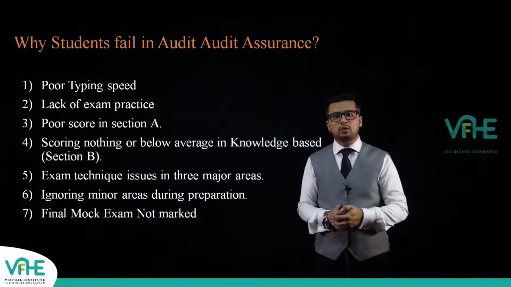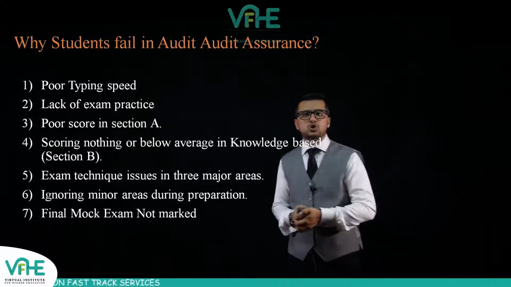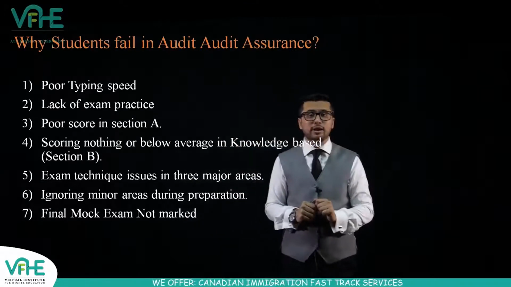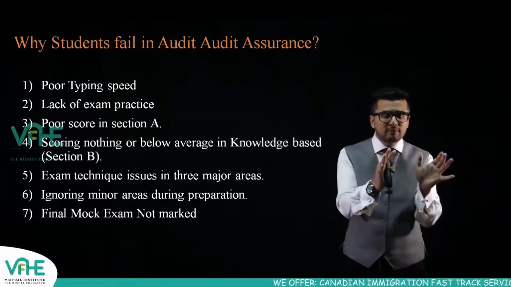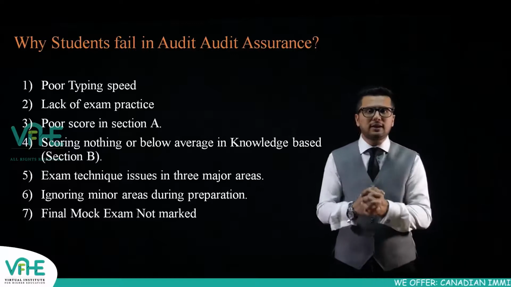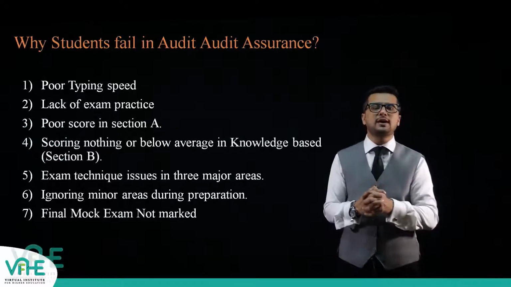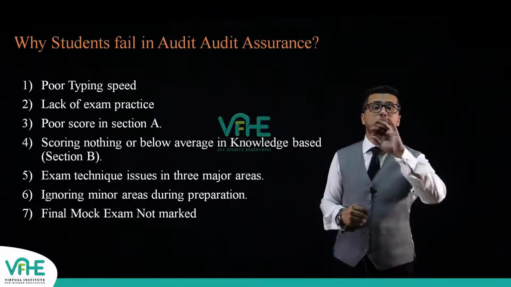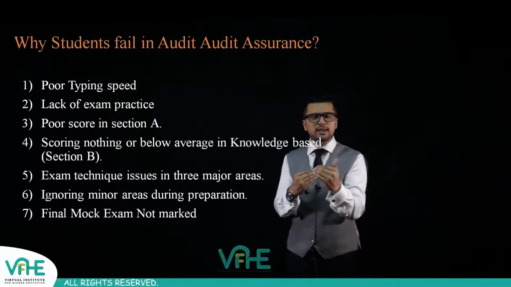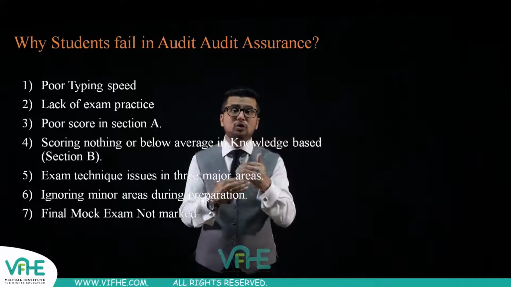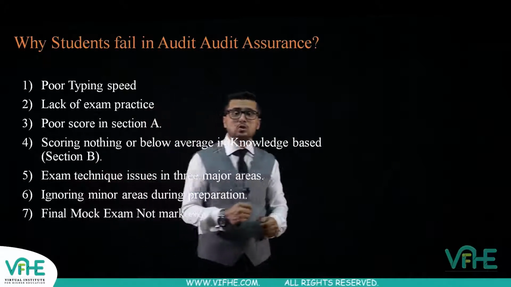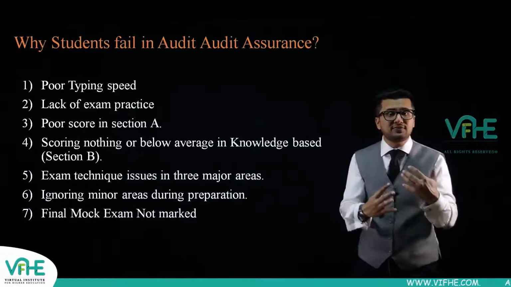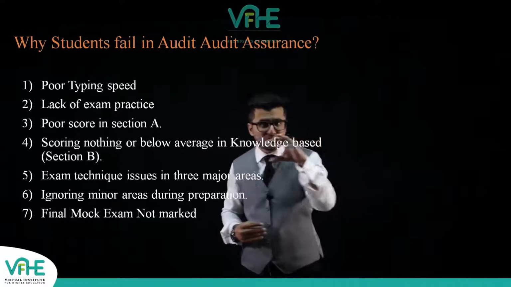What about the fourth reason why students fail this particular paper? Scoring nothing or below-average marks when it comes to knowledge-based questions. Now you might be wondering, what is knowledge-based? Fortunately or unfortunately, in the AA exam, the examiner is going to ask at least 2-3 requirements, each having 4 to 5 marks, relevant to the book only. What I'm trying to say is that there will be 2-3 requirements in your final exam within section B that will have nothing to do with the question itself. They will be classified as knowledge-based, the bookish requirements.